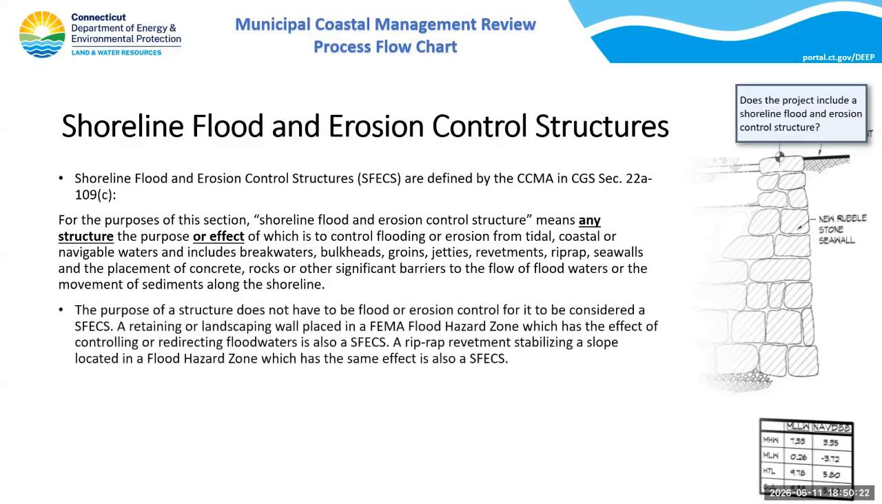So yeah, again, the purpose of the structure does not have to be flood and erosion control for it to be considered. A riprap revetment that is stabilizing a slope in a flood hazard area may have the effect of controlling floodwaters and erosion as well. Especially if part of the application includes placing fill behind these walls. You may have a 2 or 3 foot retaining wall with a significant amount of fill behind it that becomes a flood and erosion control structure because it's protecting that new fill from erosion or flooding from coastal waters.